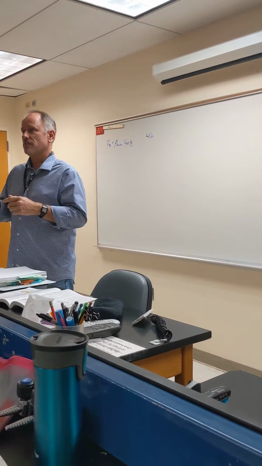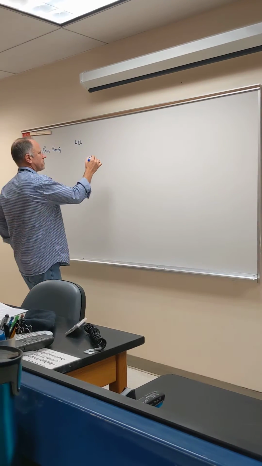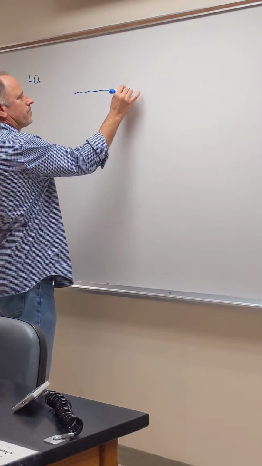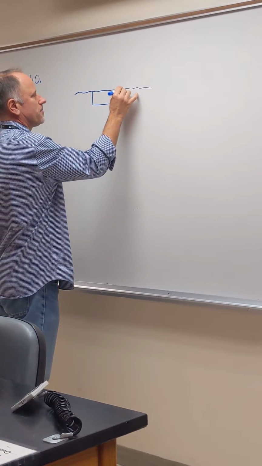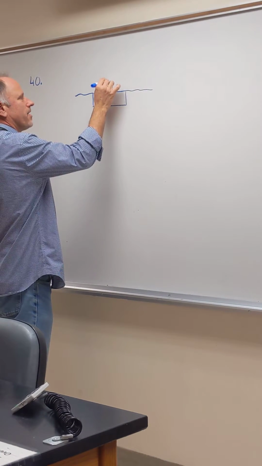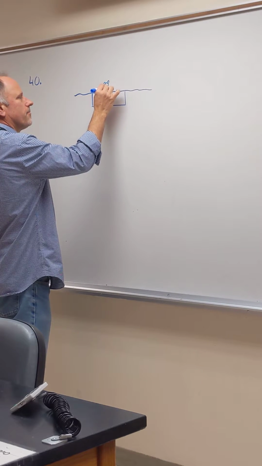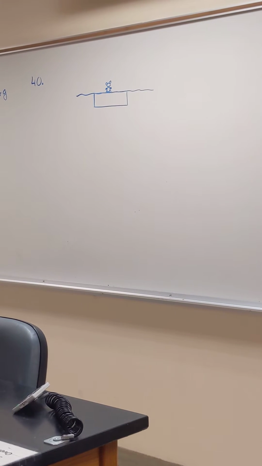Principal problem. You ready? So look at 40. It talks about a block of ice, let's say, or some kind of ice, floating in the water, and there's a polar bear on top. That's the best I can do.